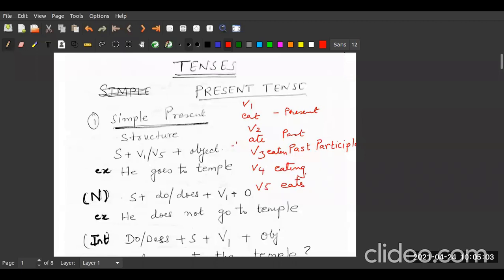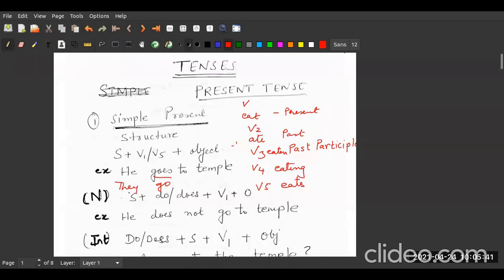So these are the five forms of verbs. In the present tense, as I had already discussed, you use V1 as well as V5. It depends on the subject. With a singular subject, like here, goes. He goes. But if you change the subject to they, which verb will you use? V1. Go. So here V1 is used, and V5 is also used.